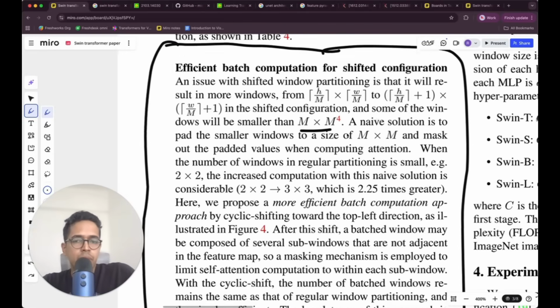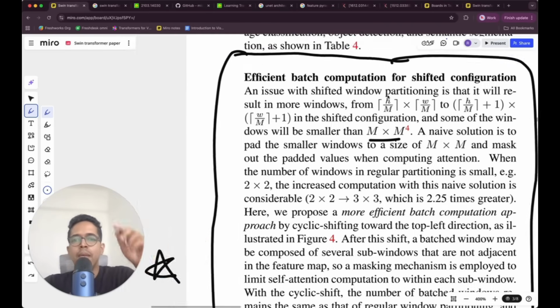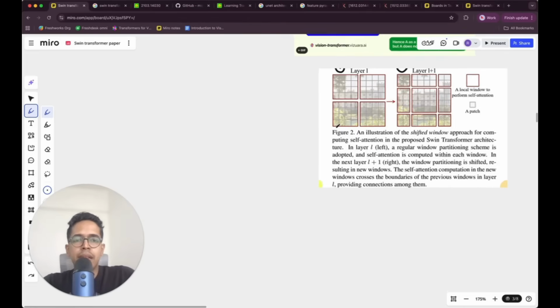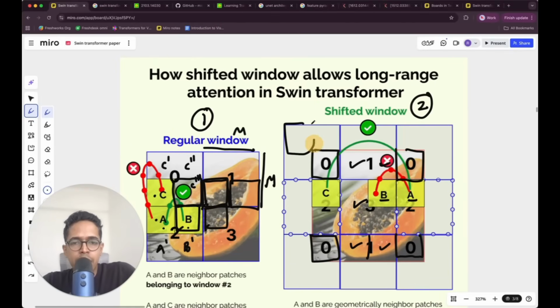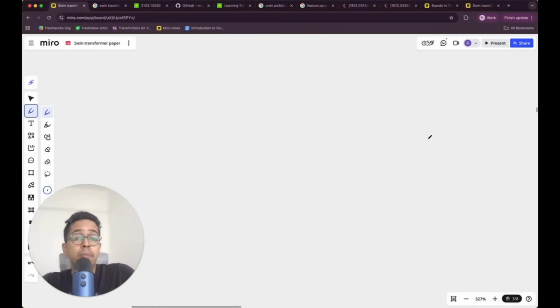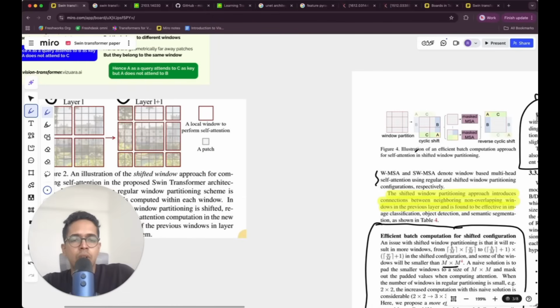A naive solution is to pad the smaller windows to a size of m by m. So padding meaning you simply pad with some empty pixels. So here you add padding of empty pixels, here you are adding padding, here you add padding. Then you say these 4 belong to the same window, these 4 belong to the same window, these 4 belong to the same window. But then the problem is your computation increases, plus there is no cross attention between this and this. So it kind of defeats the purpose of having Swin Transformer altogether.